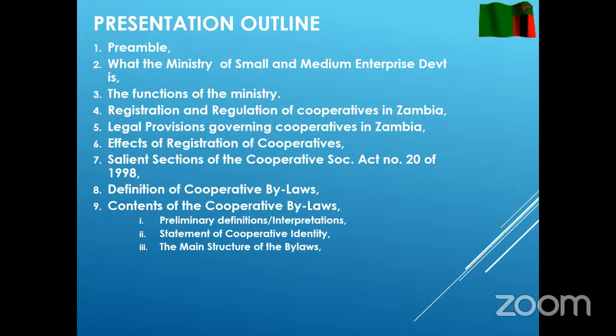I'll look at the preliminary definitions and interpretations, the statement of cooperative identity, and then I'll go briefly into the main structure, just to highlight a few issues that are very critical for the diligent operations of your cooperative. And before I conclude, I'll need to highlight the importance of bylaws, and then that will be the end of my presentation.